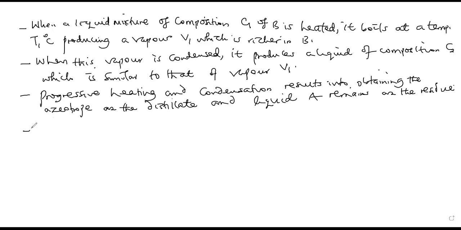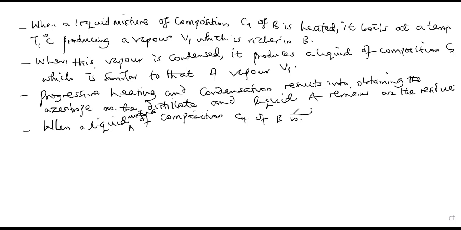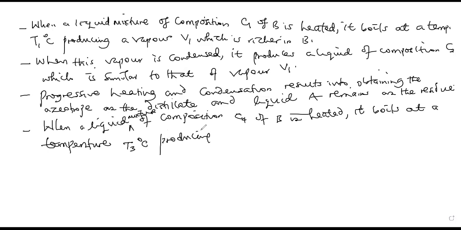Then still we can say, when a liquid mixture of composition C4 of B is heated, it boils at a temperature T3 degrees Celsius, producing a vapor V2, which is richer in A.